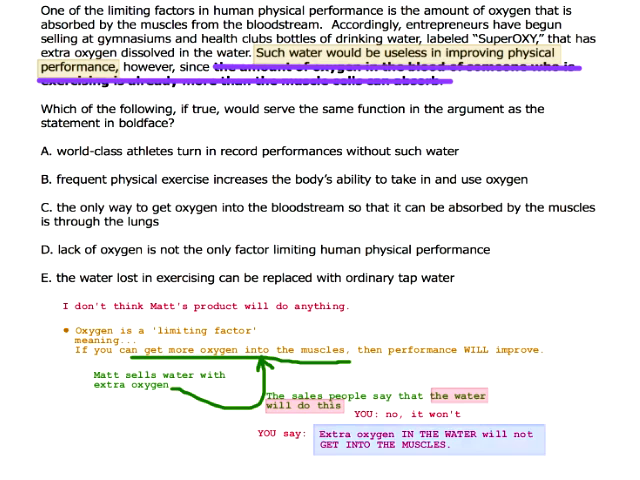There you go. This is your standard. Is this a reason? This is your standard for each answer choice. You should have that in mind when you read the choices. Is this a reason why that extra oxygen won't go from the water to the muscles? That's the standard.